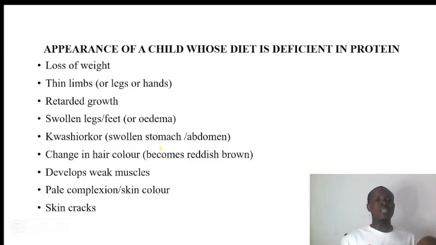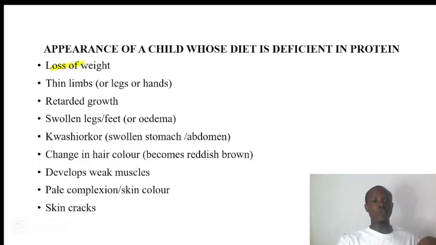Now let's talk about the appearance of a child whose diet is deficient in protein. That means a child that is taking less protein. We know children need more protein than adults because they need protein for their growth and development. The adults are no longer growing, as growth in animals is limited. So if a child is deficient in protein, we have the following symptoms.